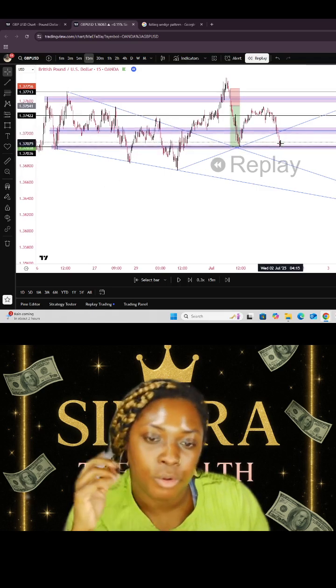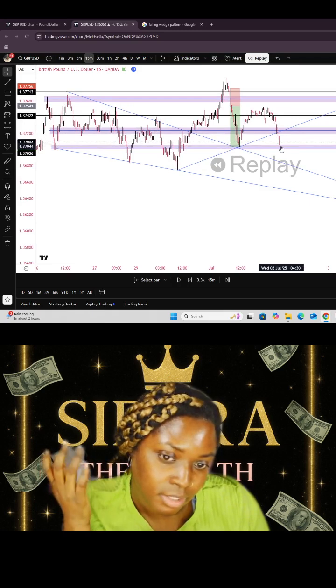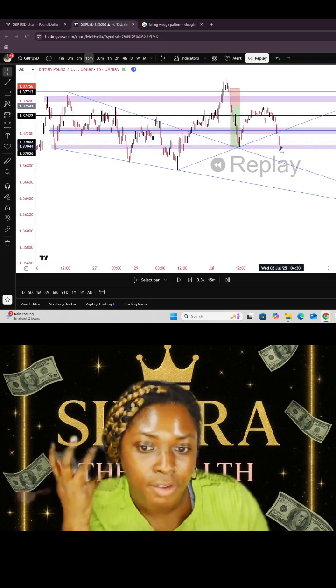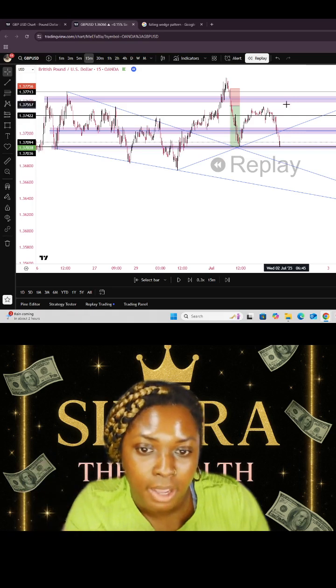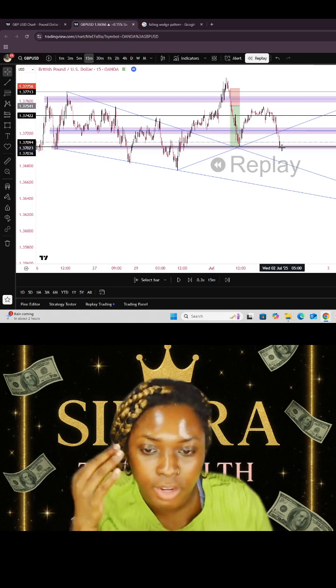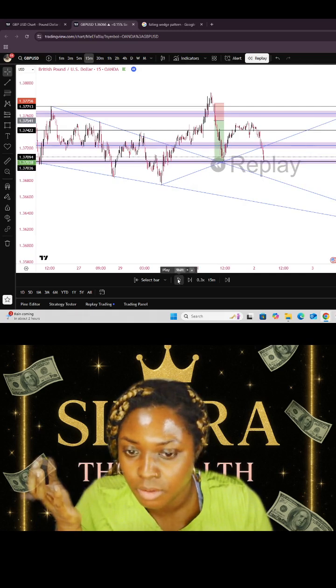Now we want to know, is it going to reject the zone again? Because if it rejects the zone again and give us our confluences, we can buy it back up. If it comes back underneath, retest it, then we're going to sell.